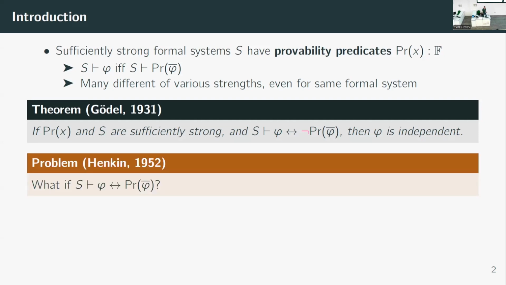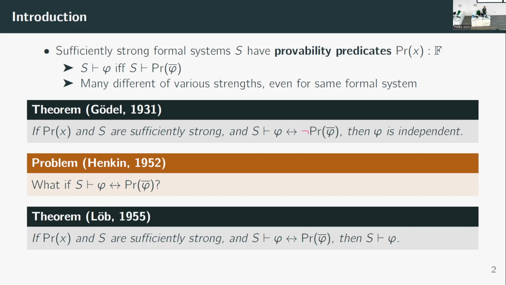A couple of decades later, Henkin asked a similar question. He constructed sentences phi that are equivalent to their provability, where he dropped this negation. And he wanted to figure out what happens to these sentences. Then in 1955, Löb answered Henkin's question and found out that if you've got this formal system and a provability predicate that's strong enough, and you've got some sentence that satisfies this equivalence from Henkin, the existence of these sentences is clear, then you essentially have that S proves phi.